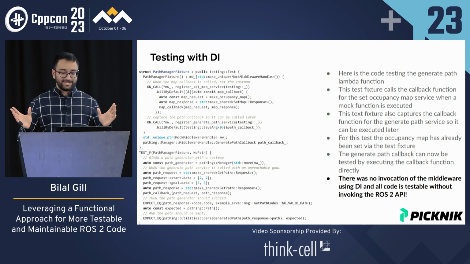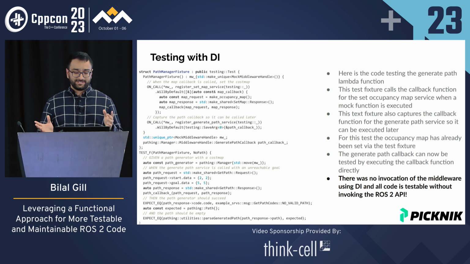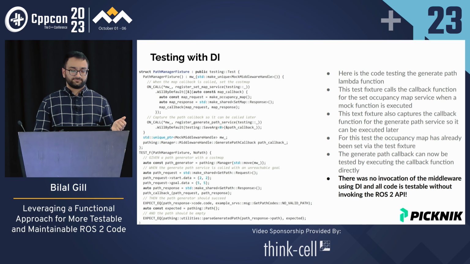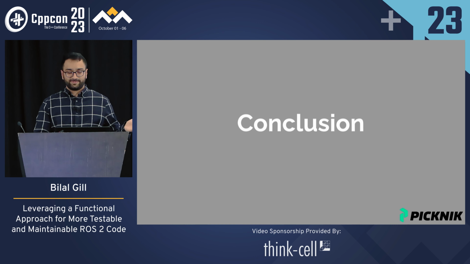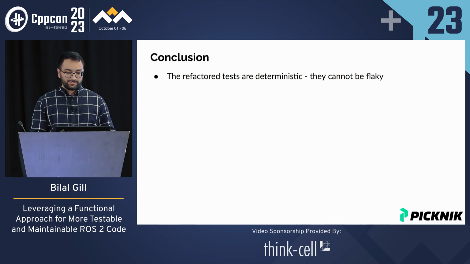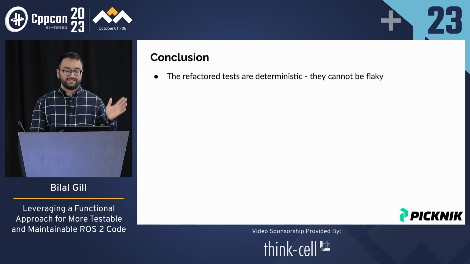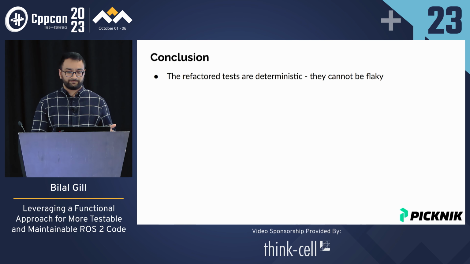So here's the big takeaway. There is no invocation of middleware using DI, and all code is testable without invoking the ROS2 API. So here we get to our conclusion. The refactored tests are deterministic. They cannot be flaky because they do not invoke the middleware at any point, right?